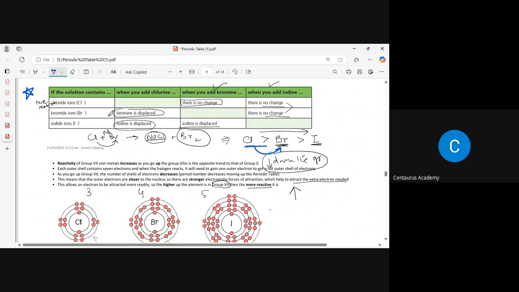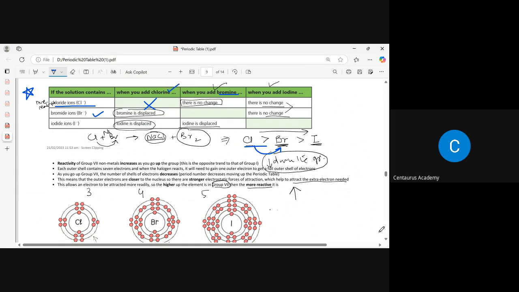Okay. For example, if you have an aqueous solution which has chloride ions, chloride ions can obviously not react with chlorine. But when you add bromine, bromine is less reactive, right? So bromine cannot displace chloride. However, if bromide ions are present, they will be displaced by the more reactive chlorine.